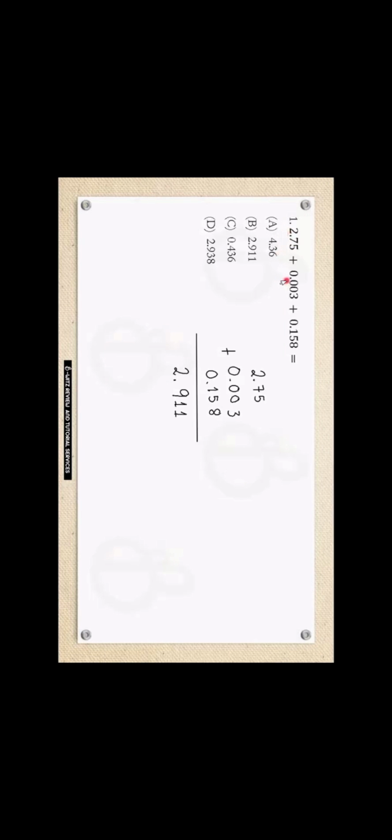Now, a shortcut technique to find easily the answer here: take note that 2.75 is much larger than the other two numbers, 0.003 and 0.158. Adding a small value like these two numbers will result in something slightly above 2.75. Now, the only option close to this is 2.911.